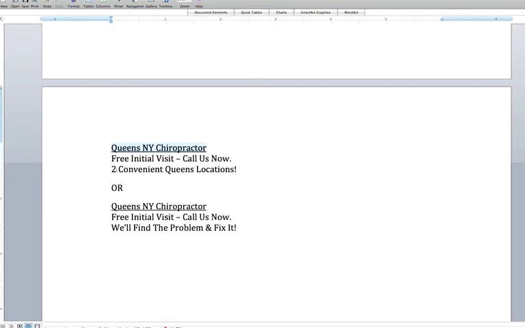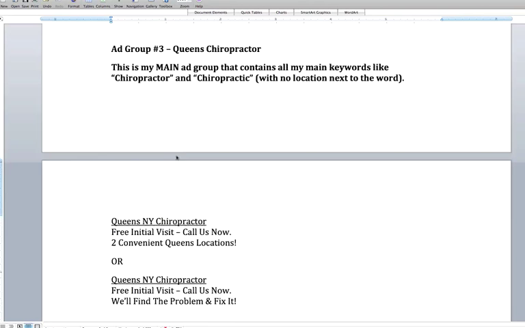Now, this is a great thing. If you're targeting a big city and the office has multiple locations, this is a great thing to put in your ad as well. 2 convenient Queens locations, right? People who live in Queens know that Queens is pretty big, and to get from one side to the other, especially in rush hour, can be annoying. So saying 2 convenient Queens locations could help people click on your ad as well. And again, you have the word Queens here and Queens here, so it's very congruent. Someone from Queens is searching, they're finding this ad. So that would be the main group.